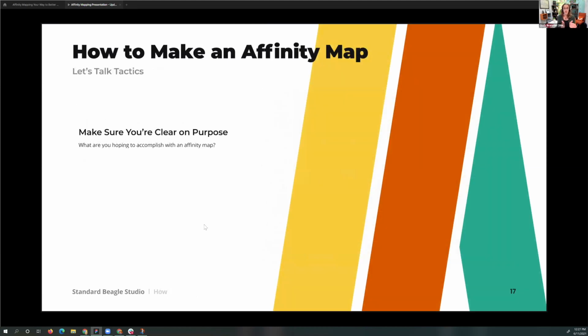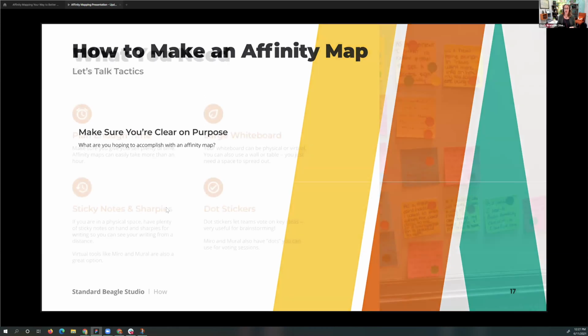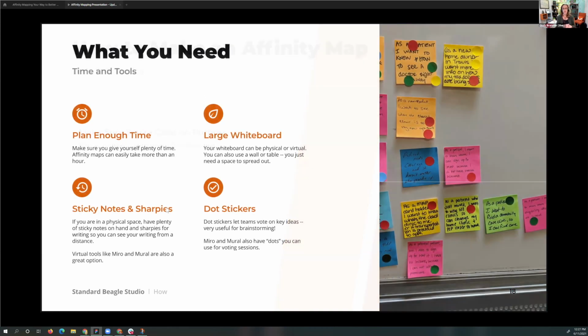So I really want to talk about how to make an affinity map, because this is part of the how do you do it. So I want to start with that. And the first thing is, what do you want to accomplish? You have to make sure that you're clear on that purpose.